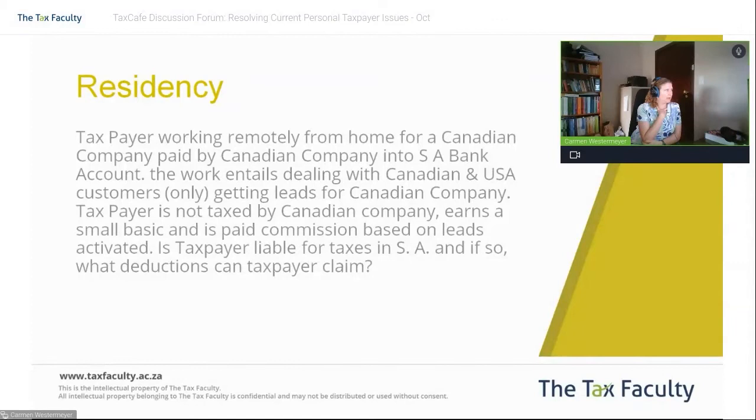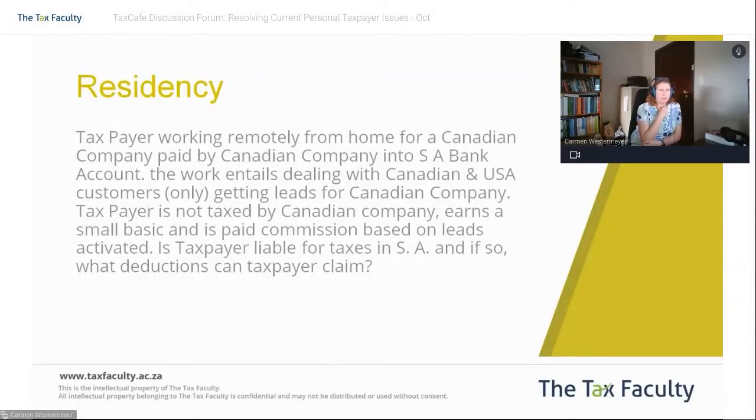but I'm working from South Africa, then the bottom line is still that I'm a South African tax resident working in South Africa, which means that my worldwide receipts and accruals are subject to taxation in South Africa. So the full salary is going to be taxable here.